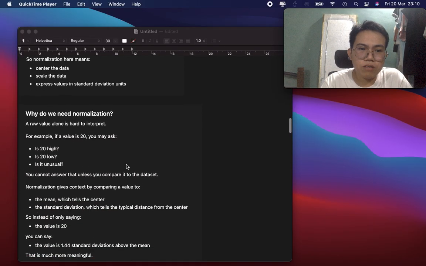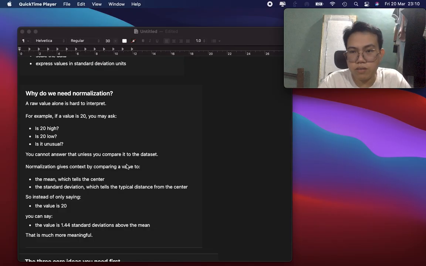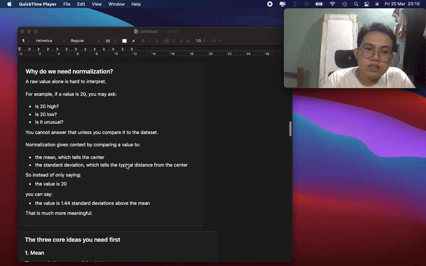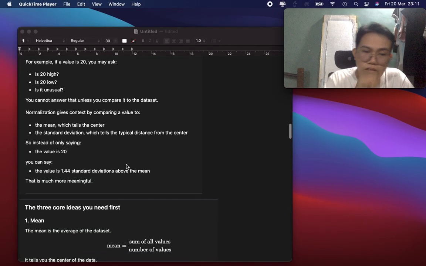So why do we need normalization? A raw value alone is hard to interpret, like I said. What does it mean to have a value of millions or thousands? For example, if the value is 20, you may ask, is 20 high? Is 20 low? Is it unusual? You cannot answer that unless you compare it to the data set, using the usual scale, which is the standard deviation.